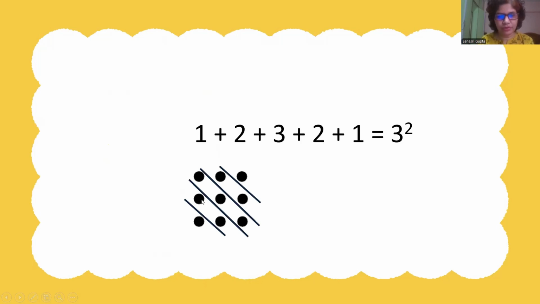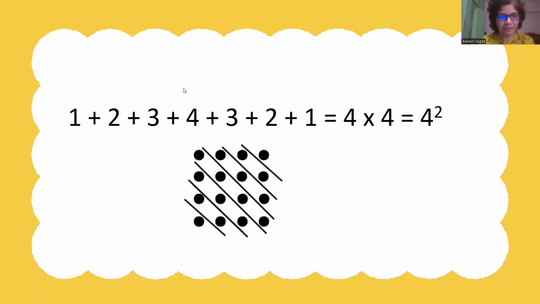Here also we count up first, 1 plus 2 plus 3. These are the cells, 1 plus 2 plus 3, and then again we go down. So this is basically 3 squared. Many of you might be noticing that the whole number is the square of the middle number, the 3.